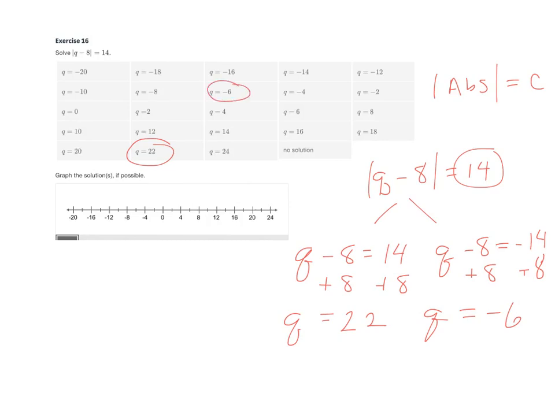When we go to graph this, we'd have negative 6. It looks like it's going by 2s, so we want to be careful of that. There's negative 6. Positive 22 is here. From 22 to negative 6 is 28, so we would have to go 14. Now, to find the middle, remember they're going by 2s. So if I go 2, 4, 6, 8, 10, 12, 14, looks like my middle is 8.